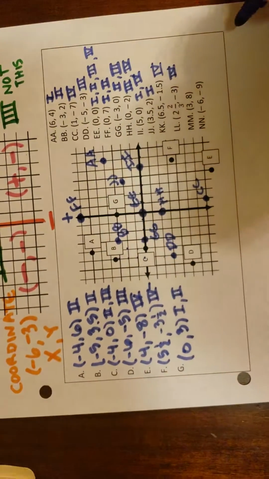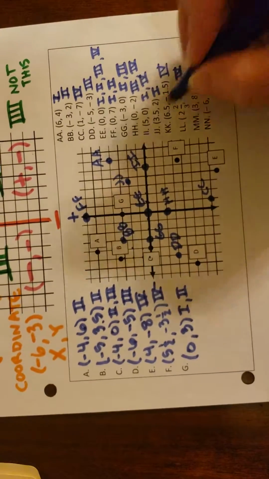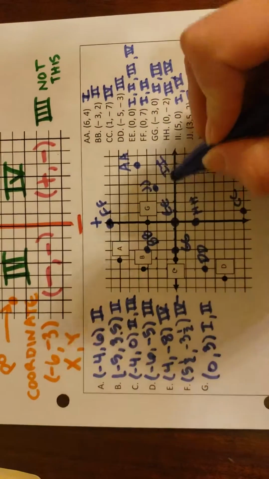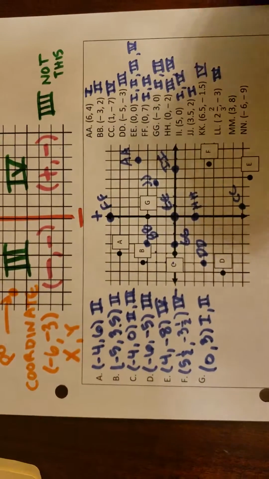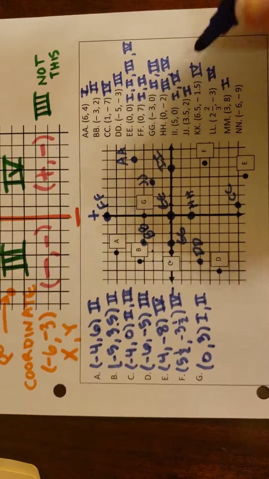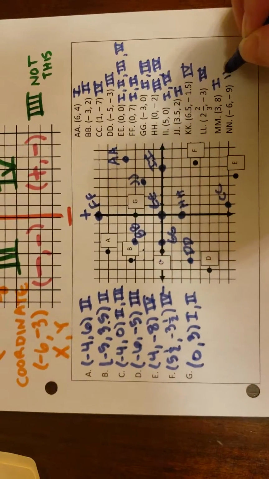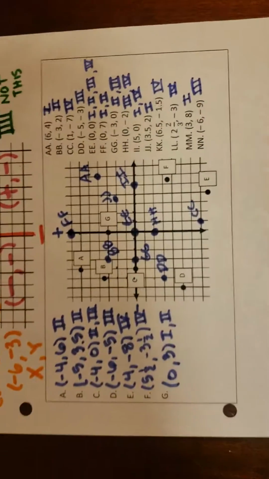Positive and positive. We know this has to be quadrant 1, right? If you don't have this memorized, you can just think. Moving positive and positive is going to put you in this quadrant. Moving negative and negative is going to put you in quadrant 3.